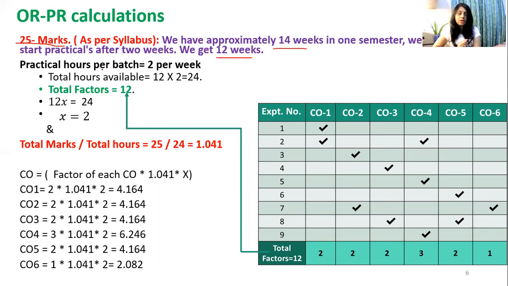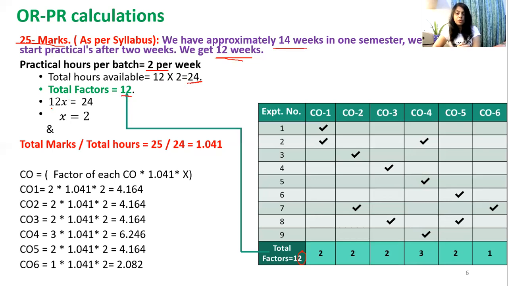Now, how many hours are there in practical? Generally, there are 2 hours per week for one batch. For one batch, that means one student goes to a practical for 2 hours in a week. So 2 hours per week. Now total hours available will be these 12 weeks into 2, so total hours available are 24. Now, how many total factors? Factors will come from our previous table, this 12. Whatever you get, 10, 12, 15, you have to write it here.